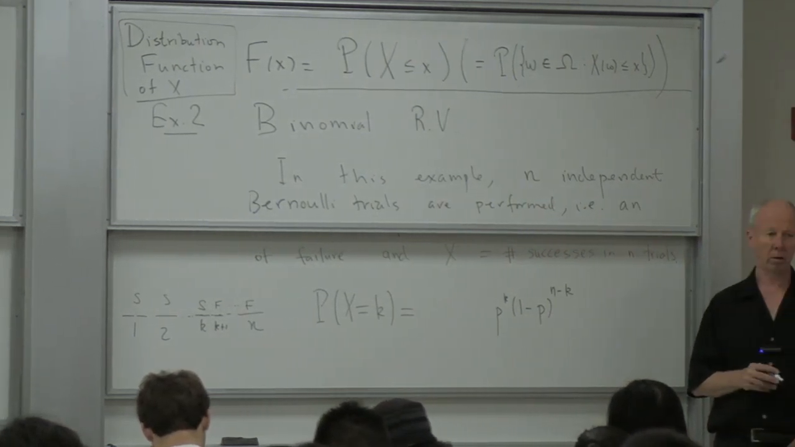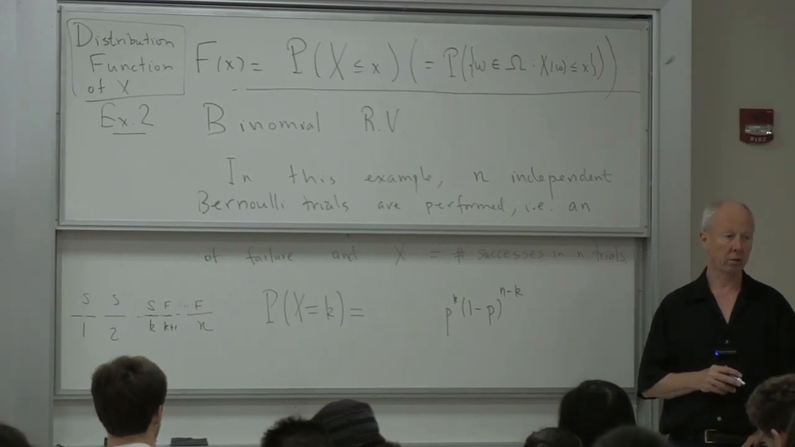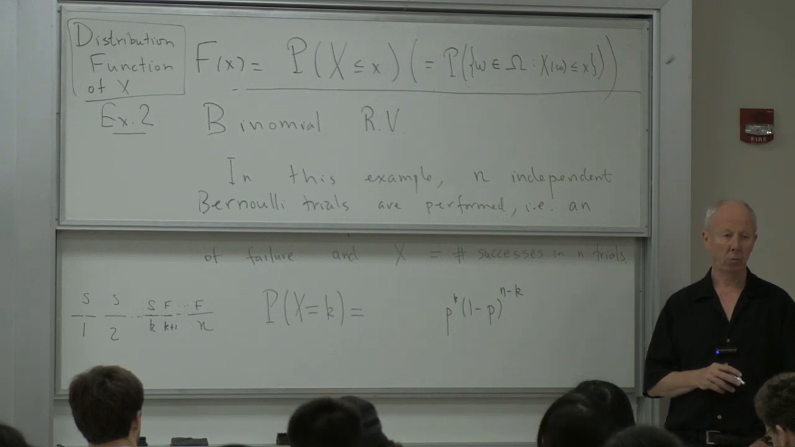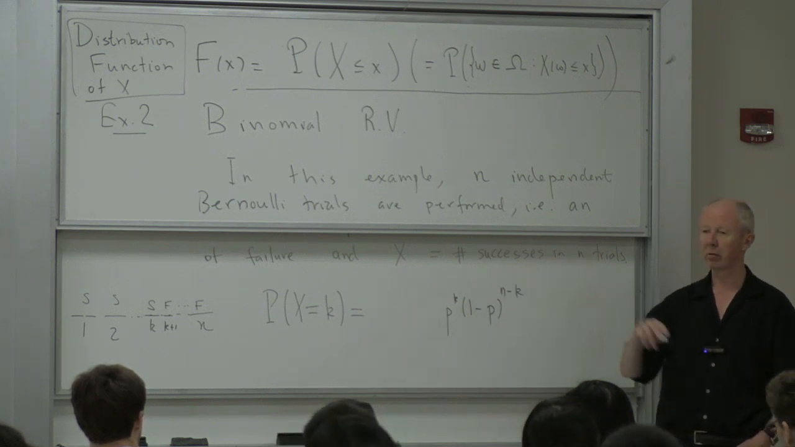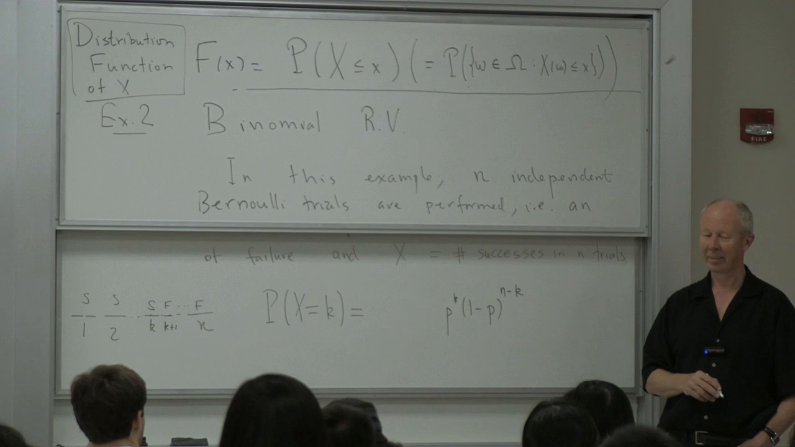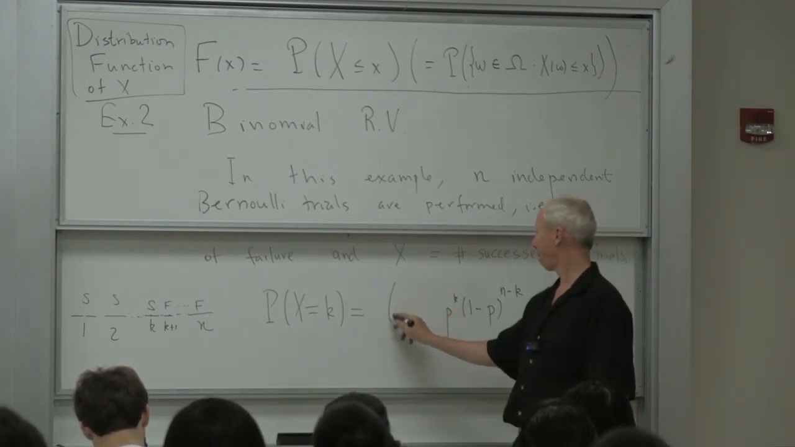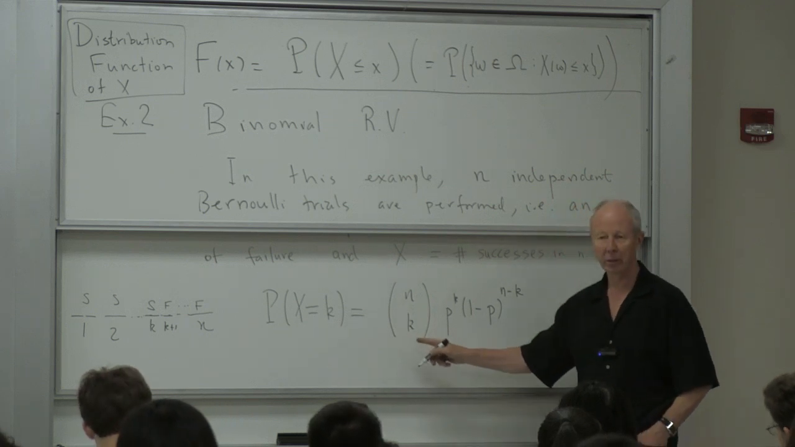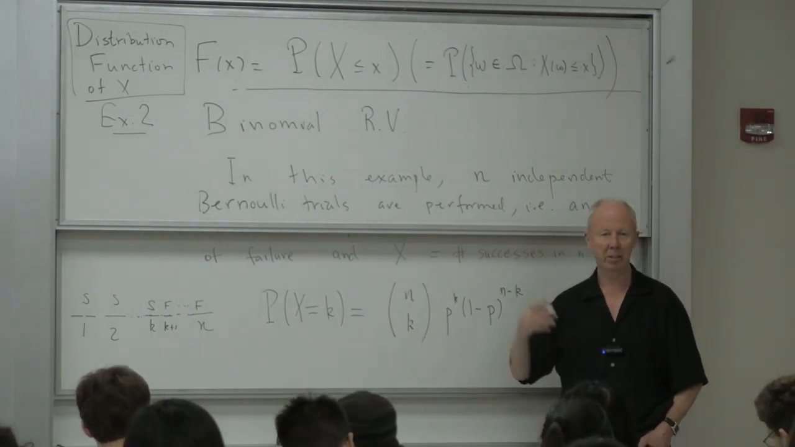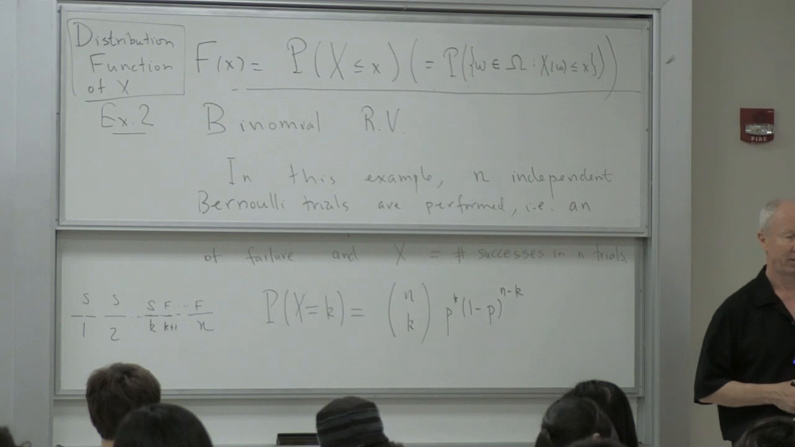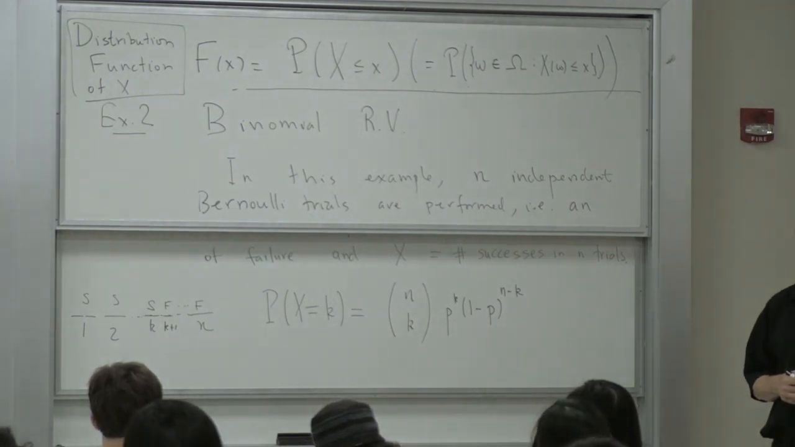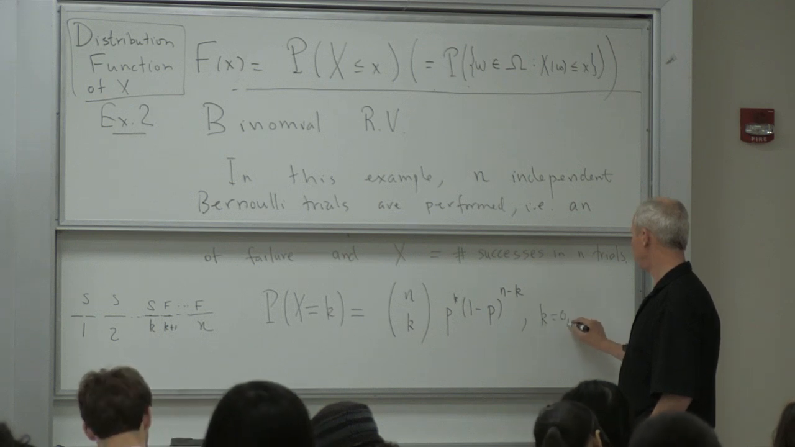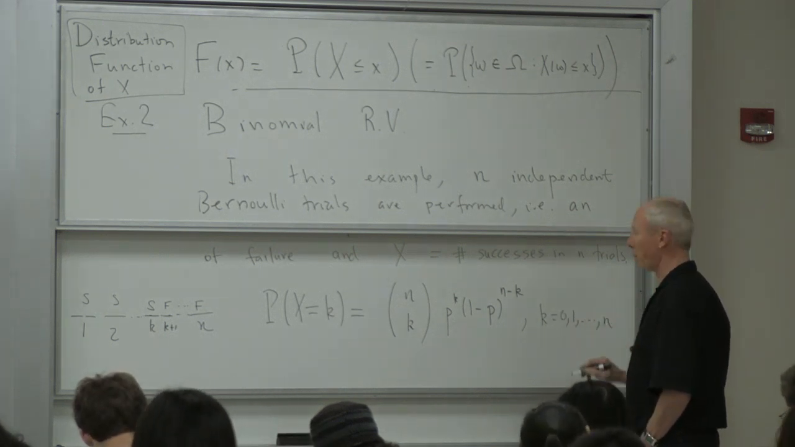Well, how many are there like that? How many sequences are there with k S's and n minus k F's? Well, what do you have to do? You have to pick k places for the S's. Yeah, so n choose k is the number. Good. Simply because you have to pick k positions for the S's, the rest get F's. Okay? And this is for k equal to 0, 1, up to n.